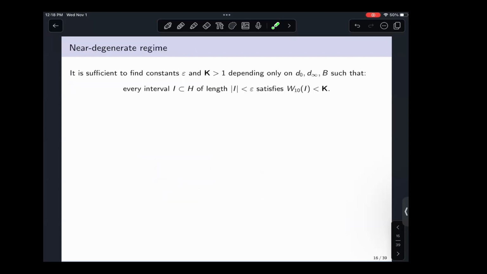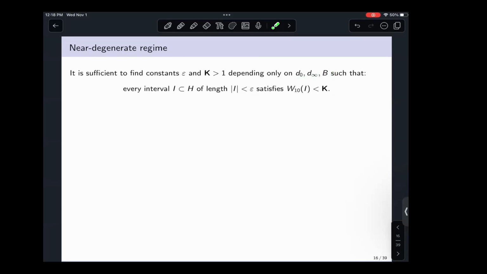So what we want to do is find a uniform bound. If I select any interval I on the boundary H of sufficiently small length, I want to make sure that the W10 width is uniformly bounded by some constants. And then I want to make sure that all these constants are independent of the modulus. They only depend on the degrees and the bounds on the continued fraction expression.